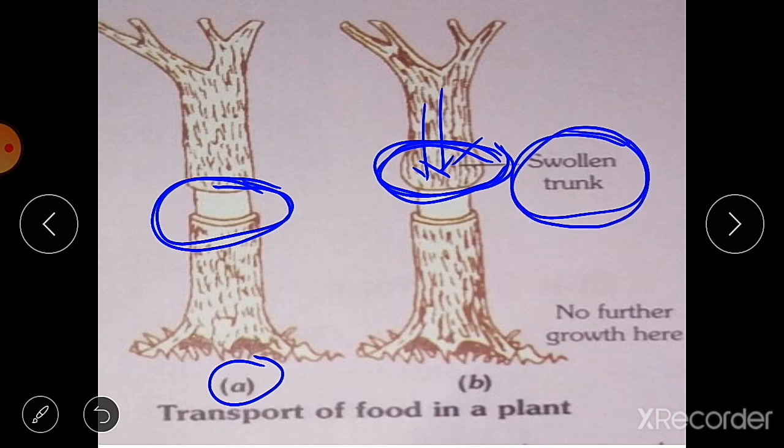So what we can say from this activity is that the food prepared in the leaves of a plant moves downwards through the phloem. We know that the movement of food molecules is bidirectional, upwards and also downwards in the phloem tissue. So this activity shows the downward movement of food in plants.